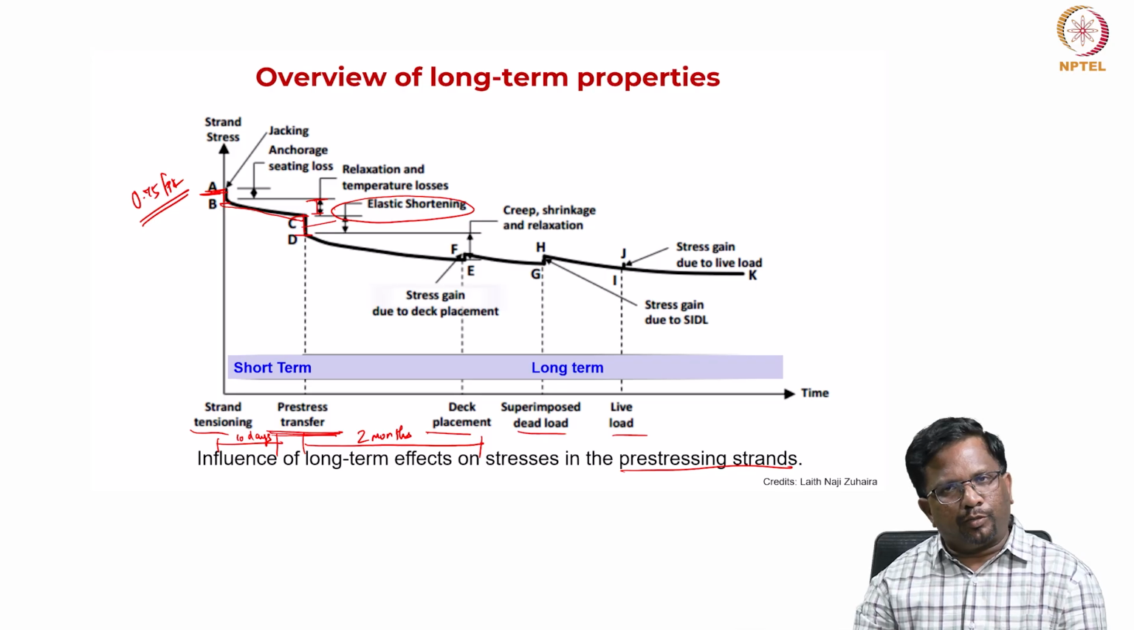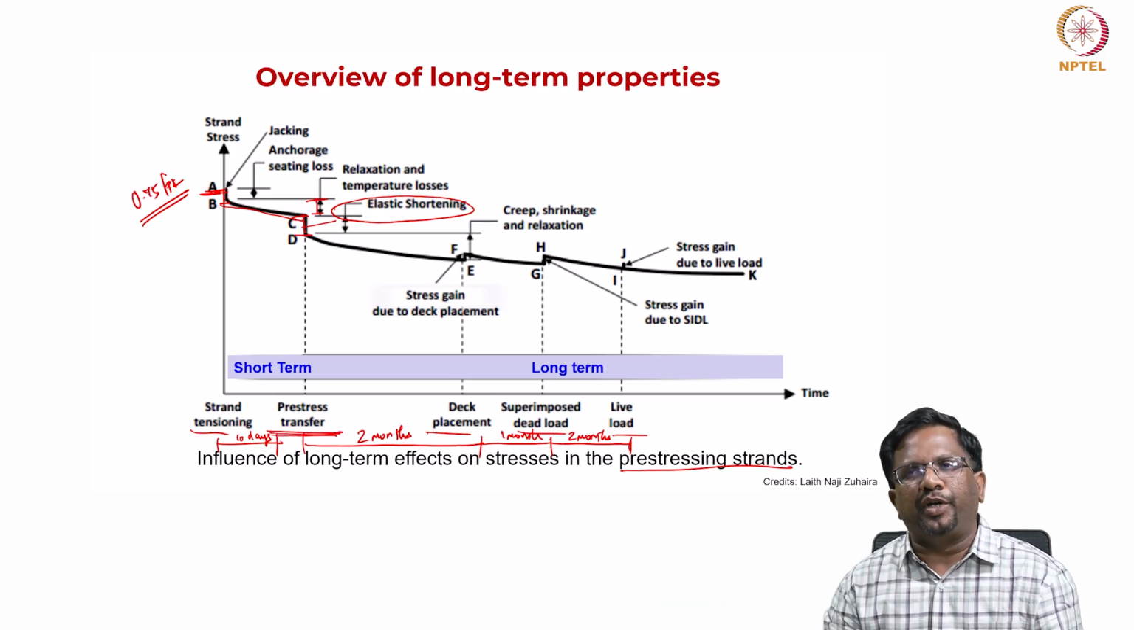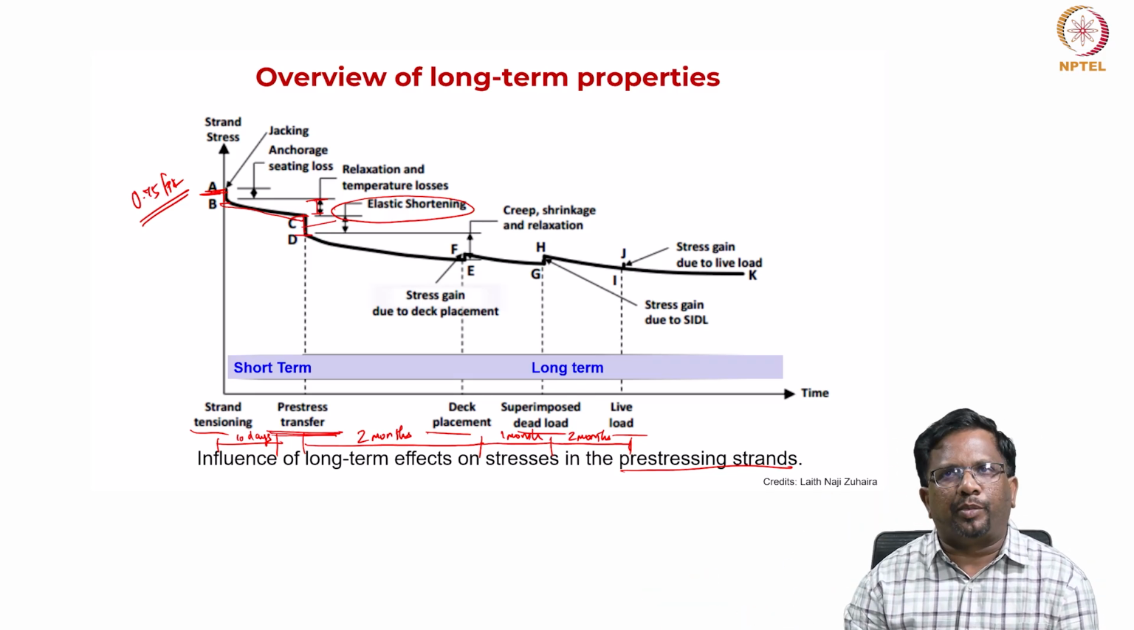Once all the decks are placed in the bridge, then you allow your other superimposed load. This can be another 1 month. Then by the time you open the traffic for live load, this could be another 2 months, right. So, this happens over a long period of time. That is the reason the losses also keep happening.